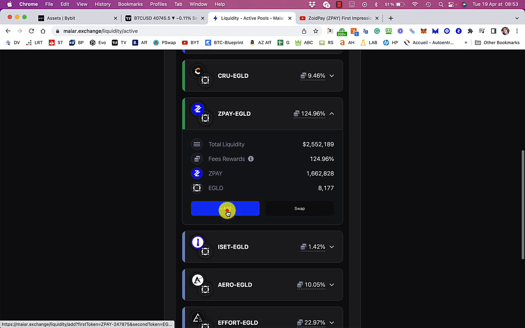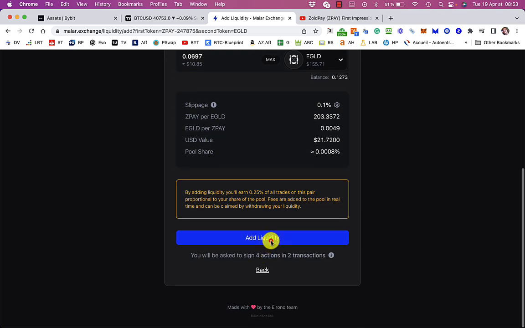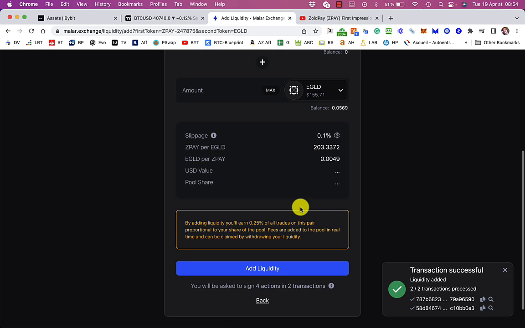Anyway, so I'm going to go add all my ZoidPay. Yeah, it should be okay, because my balance of eGold is 0.12 and I need 0.06 for this. Okay, so I can do that. Add liquidity. Confirm that on Maiar. So it cost about 5 cents to do that. I'll tell you what, if you've ever done anything on something like Uniswap, then these fees are almost nothing compared to Uniswap. Uniswap uses the Ethereum blockchain and the fees are just astronomical. Anyway, so I think we're on to a good thing here.